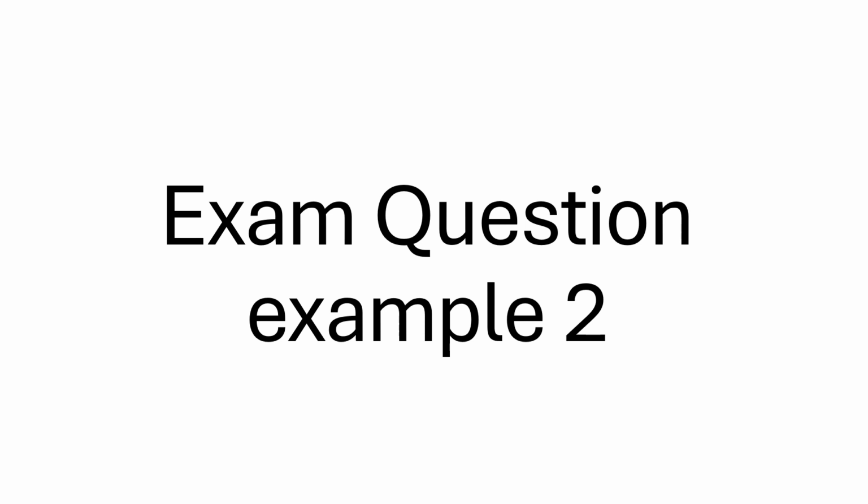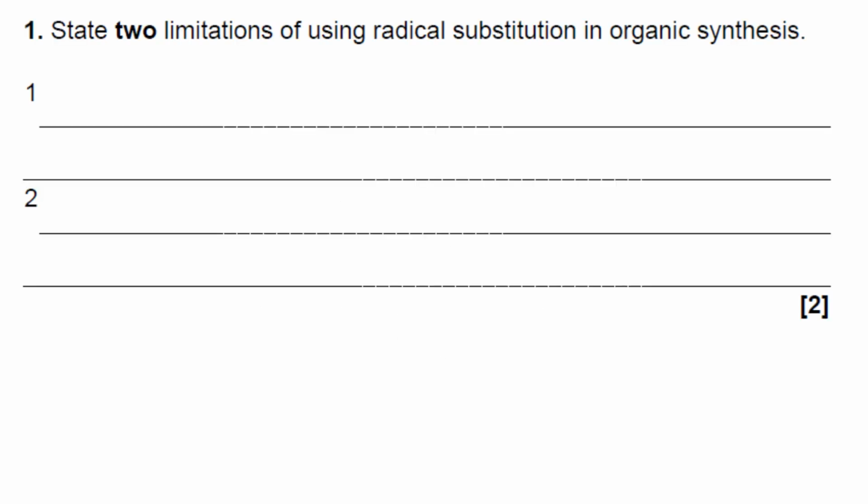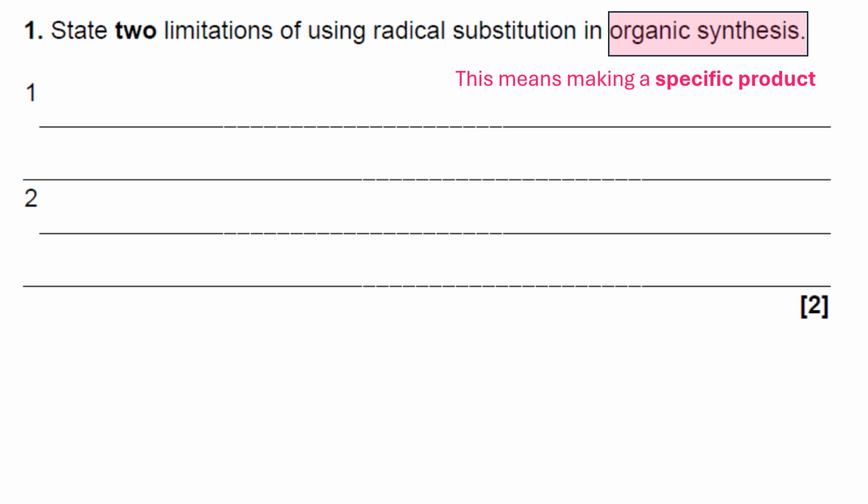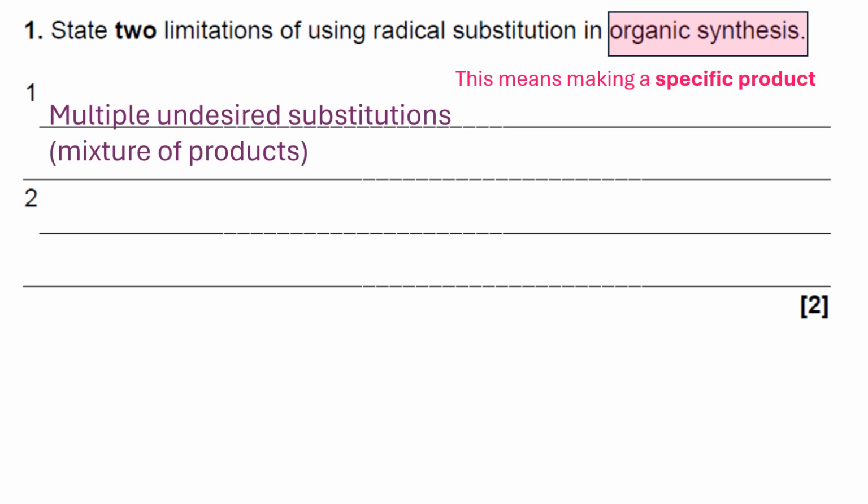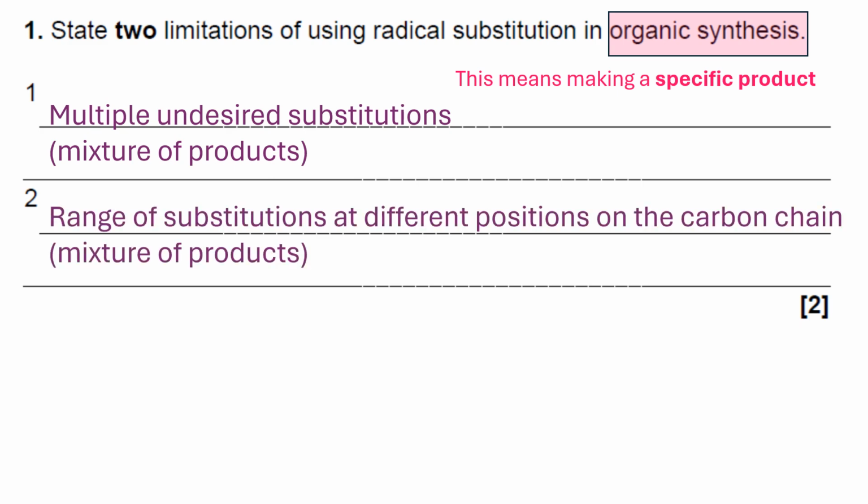So the second exam question we're going to have a look at, where it says state 2 limitations of using radical substitution in organic synthesis. Now organic synthesis means basically making a specific product, one thing. So if we get multiple undesired substitutions, i.e. a mixture of products, that's going to be a limitation to this technique. Also, you could get a range of substitutions at different positions on the carbon chain, maybe carbon 1, carbon 2, carbon 3, for example.